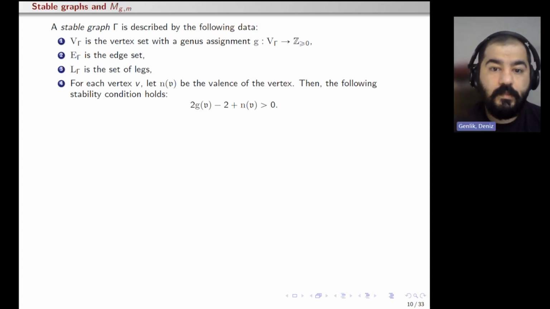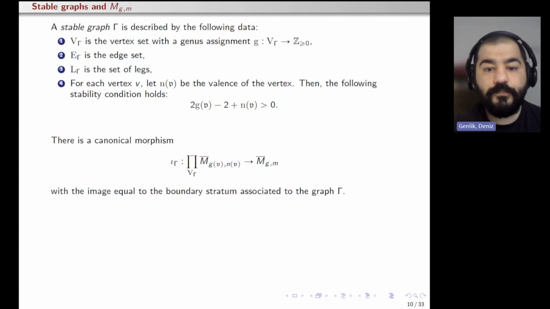For every graph gamma, you can describe a canonical morphism whose image is equal to the boundary stratum of the stable graph gamma. So these stable graphs basically parameterize the boundary strata of M_{g,n} bar, and this is the morphism that describes that. I will use this later. That's why I need to introduce this one.